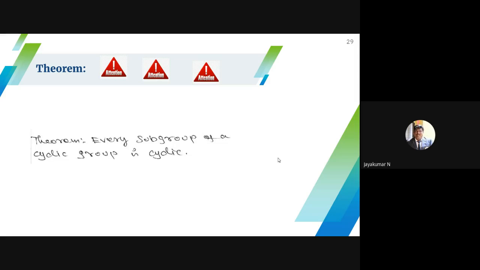All the elements are generated by a single element. That means, suppose I choose an element from H, say K or say B. Suppose I have a cyclic group, and from the cyclic group I choose a subgroup. From the subgroup I collect one element, say A. Each and every element of the subgroup is generated by that A. That means each and every element of the subgroup is of the form A power something. Then only we can say that the subgroup is generated by A.